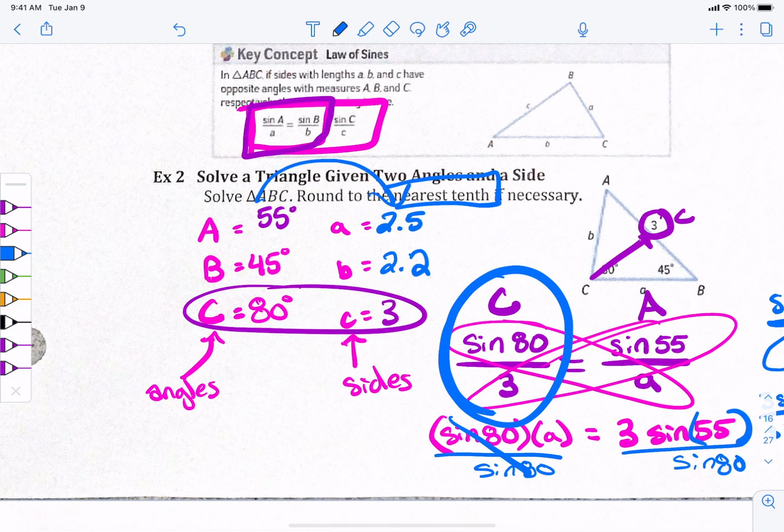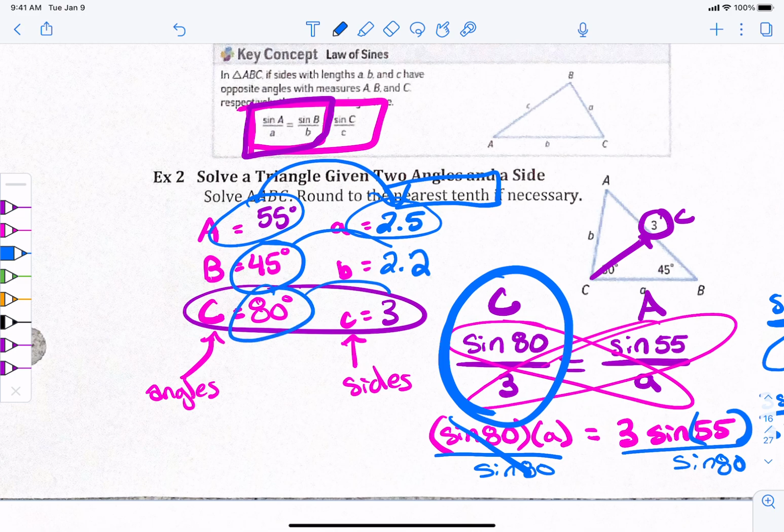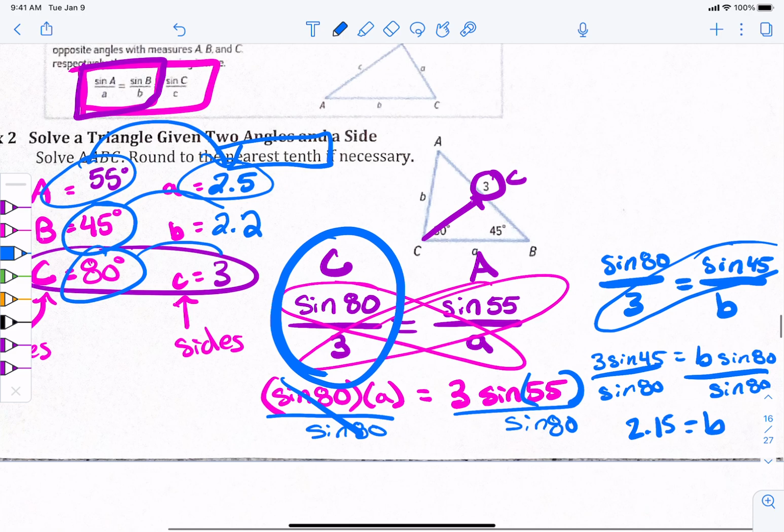So let's see if that makes sense. 55 is opposite 2.5 because that's the medium angle and the medium side. 45 is opposite 2.2 because that's the small angle, small side. 80 is opposite 3 because that's the big angle, big side. Always check that. You're just doing a mental check to see which one's bigger, which one's smaller. But you are setting up sine something over something equals sine something over something. Start with what you have, and then you just plop the one that you don't know in there. Sound good?